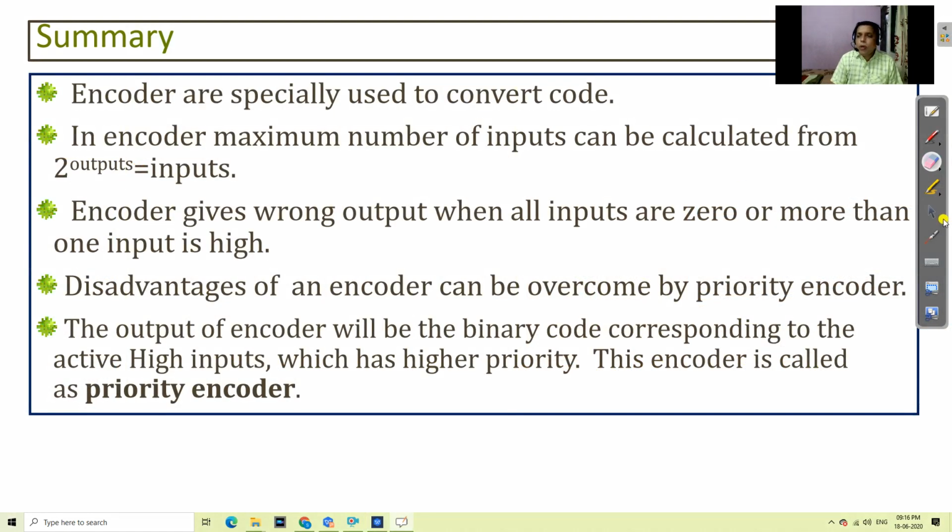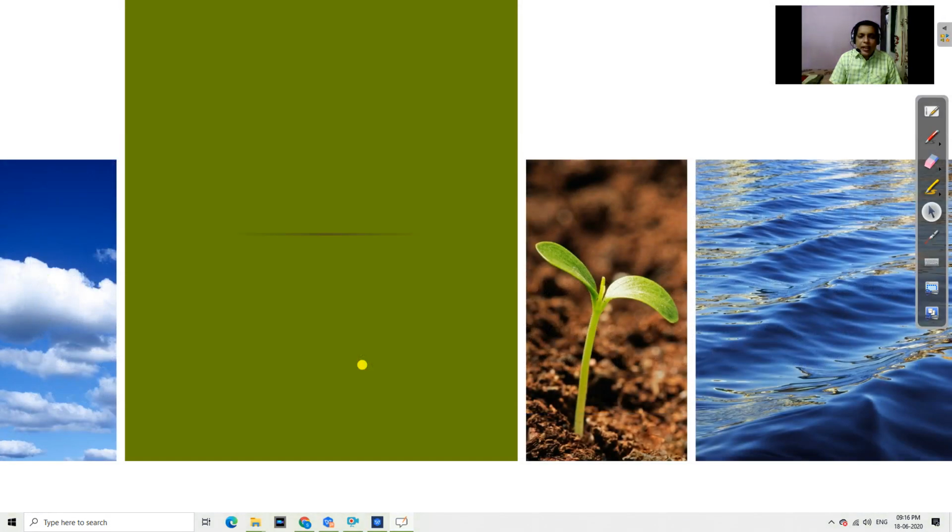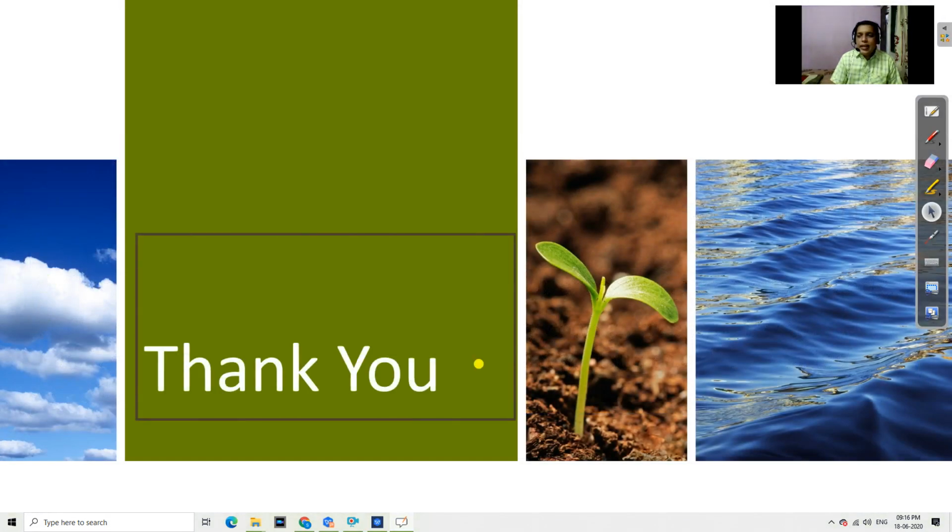Hope you understand about the encoder. In the next session, we are going to see the opposite thing, the decoder. When the binary number is available, how to transfer it to the corresponding output lines. Okay, so that will be our next session. Thank you for now. Let's meet in the next video.